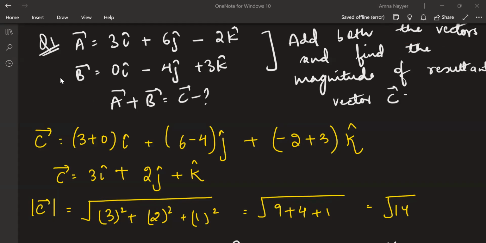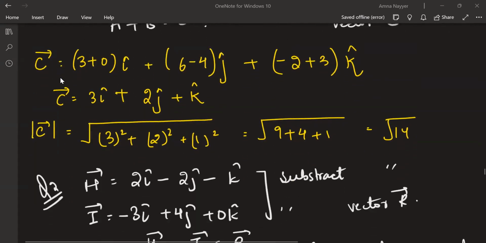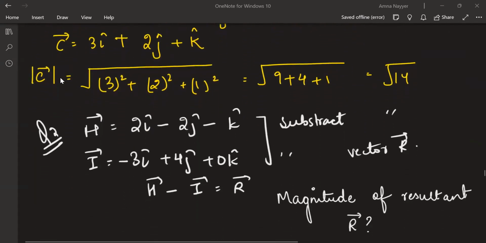Done, ma'am. It's the same question as the above one, just that we have to subtract, right? Yes, exactly. We just have to subtract it. Okay.